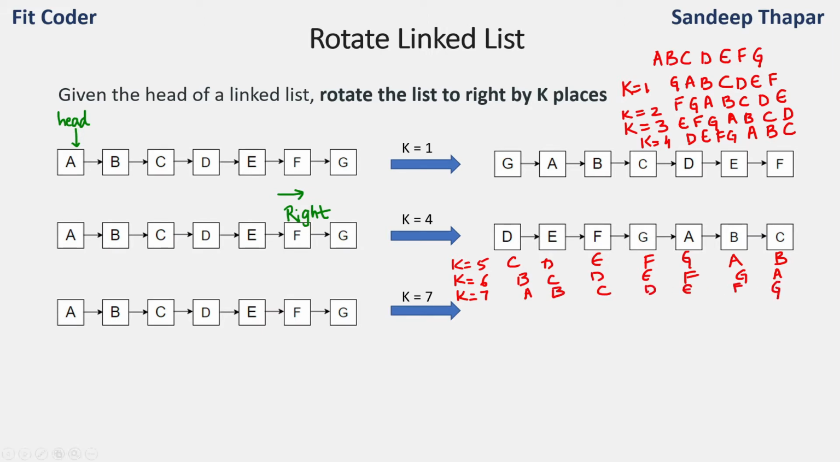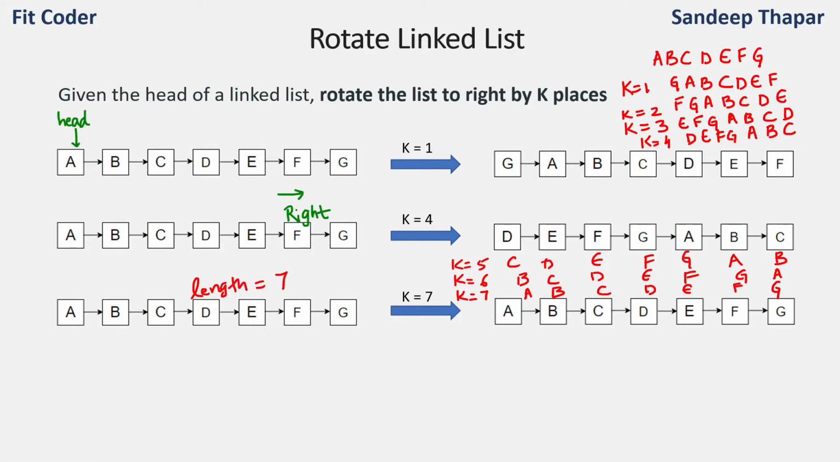So this is our starting linked list. So if we move this linked list right by 7 places, we get the same linked list back. This is because the length of this linked list is also 7. So there are 7 nodes in this linked list. So if we rotate the linked list by 7 places, we'll get back the original linked list.